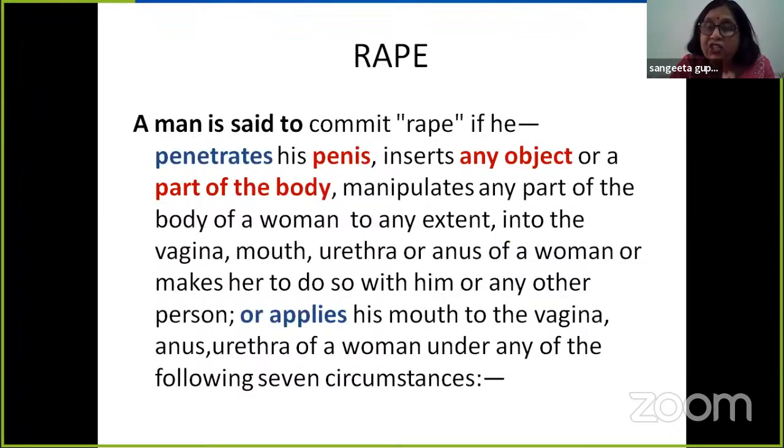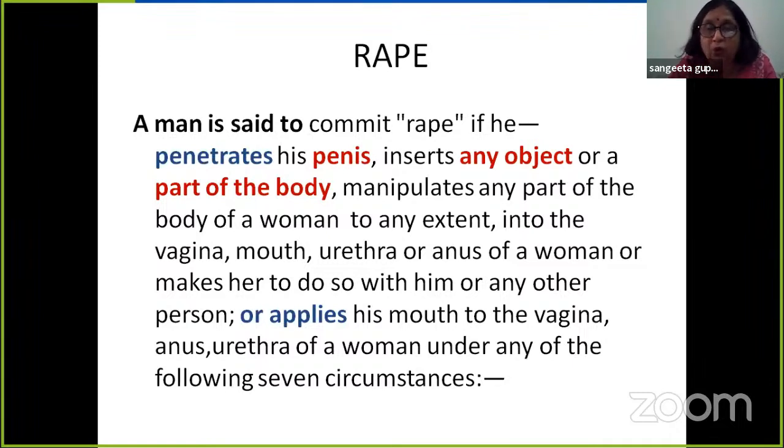What is rape? There is a change in the definition of rape in 2013 as per the CLA. A man is said to commit a rape if he penetrates his penis, inserts any object or a part of the body, or manipulates any part of the body of a woman to any extent into the vagina, mouth, urethra, or anus of a woman, or makes her do so with him or any other person, or applies his mouth. So the first part was the penetrative sexual act, and "or applies his mouth" means the non-penetrative type of sexual assault. Both these definitions are now covered under rape, penetrative as well as non-penetrative.